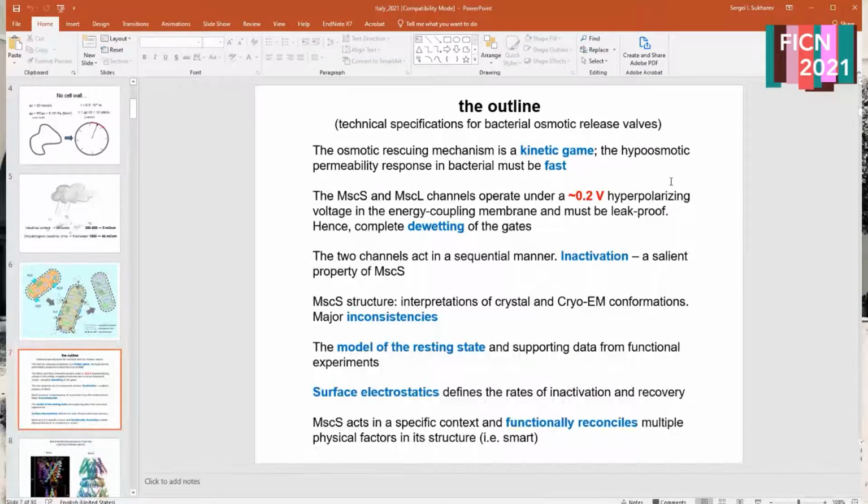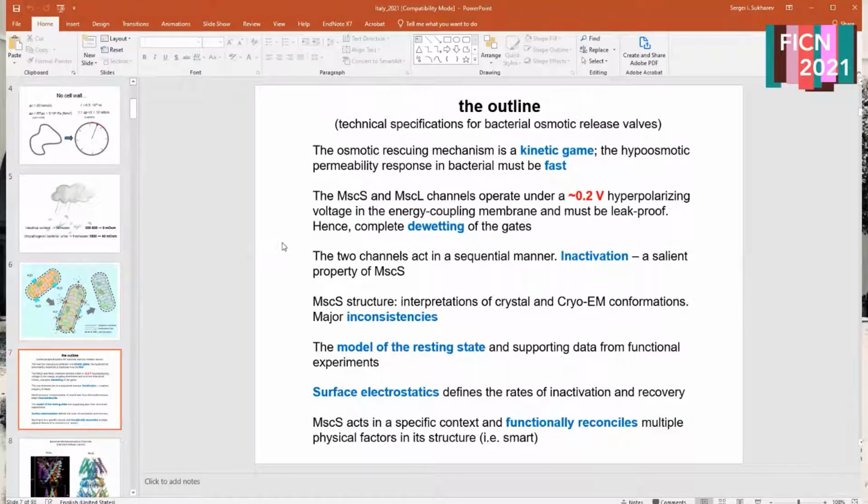They are small. So the MscS and MscL channels operate under a huge voltage, about 0.2 volts. That's the normal hyperpolarizing voltage on an energy-coupling membrane. Therefore, they cannot leak, and dewetting of the gates is basically the only means to make them leak-proof. The two channels act in a sequential manner. What is important is that inactivation of the last channel, the low-threshold channel, is the most salient property of MscS, the small mechanosensitive channel.